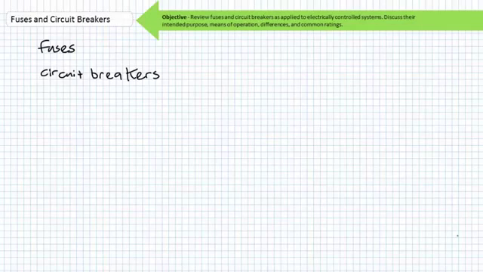I'm your instructor Jim Pytel, and today's topic of discussion is fuses and circuit breakers. Our objective today is to review two common circuit protection devices, fuses and circuit breakers. We'll discuss their intended purpose, means of operation, differences between them, and common ratings.